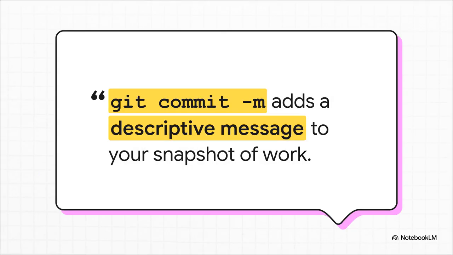And finally, the commit. This is the big moment. You're taking a permanent snapshot of everything that's in your staging area. The command is git commit. Now that little -m flag is super important. It lets you add a message to explain what you did. And trust me, writing clear commit messages is a gift to your future self.